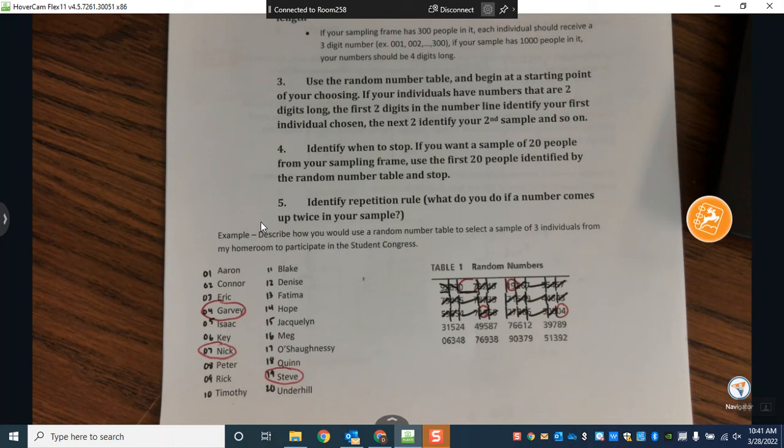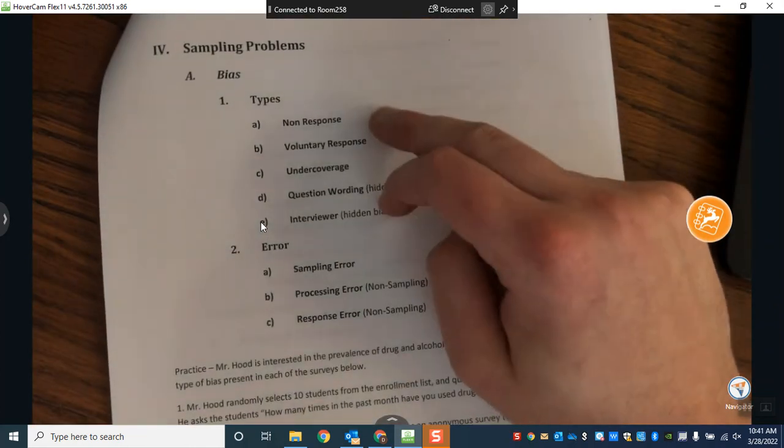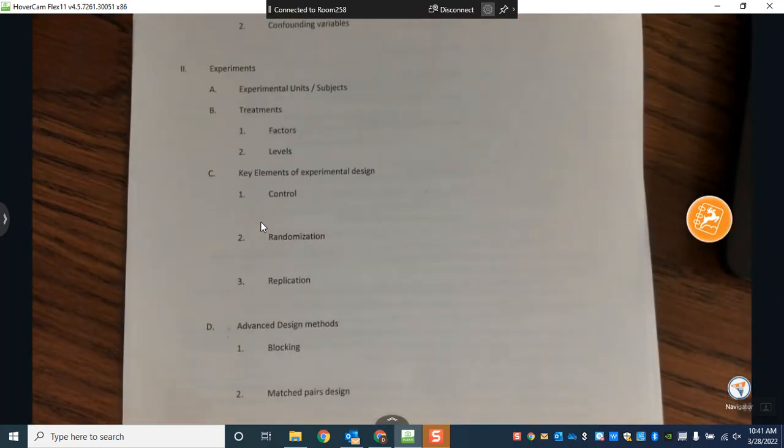Questions on any of that? Okay, we're going to stop there. Next class, we're going to talk about different types of bias, and we're going to get into designing experiments and different things that can be found in experiments. And then that is it.